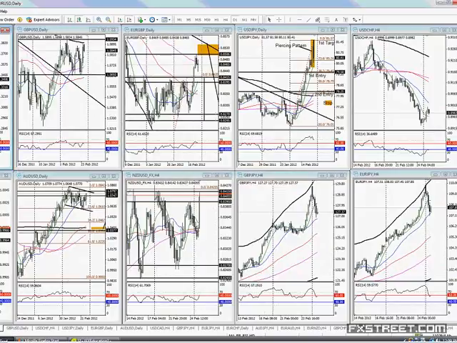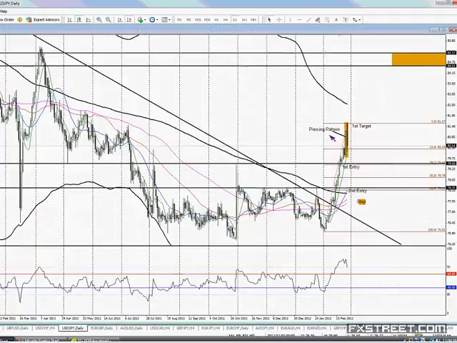Alright, what else can we look at? I like the dollar yen. I want to buy on a dip here. Today we're getting a pretty strong throwback. This is what I call a piercing pattern.